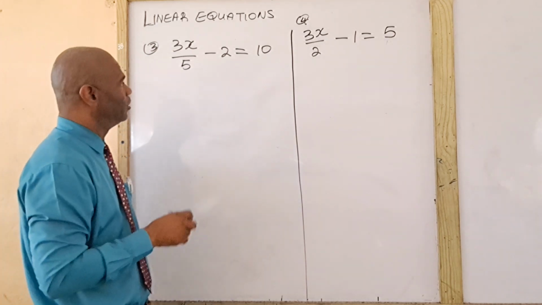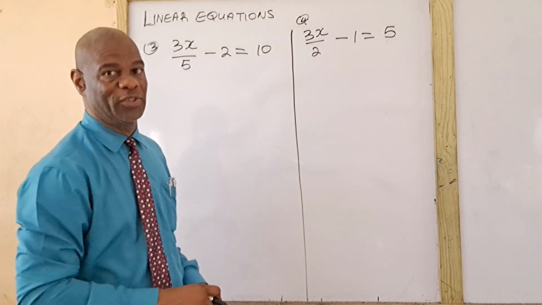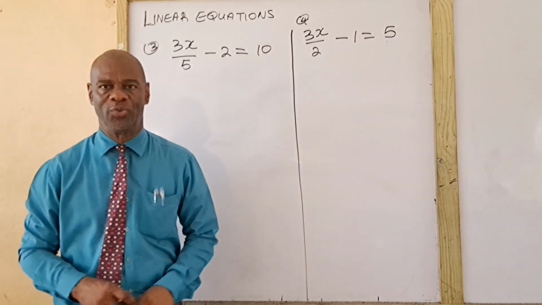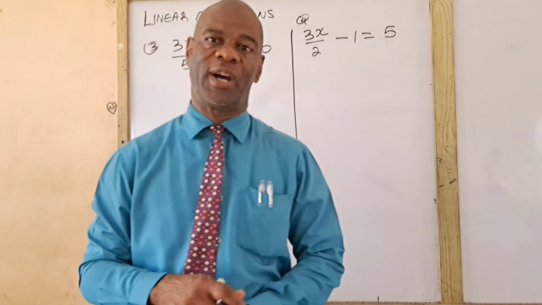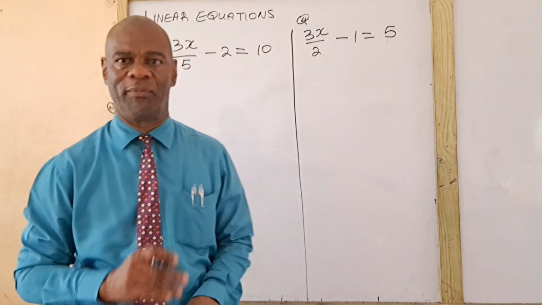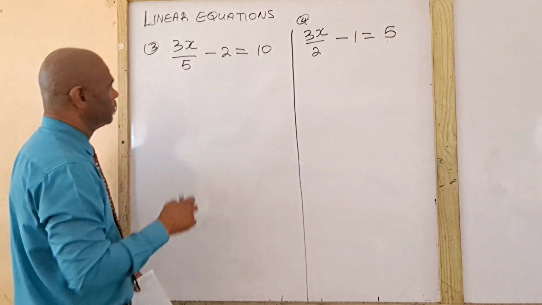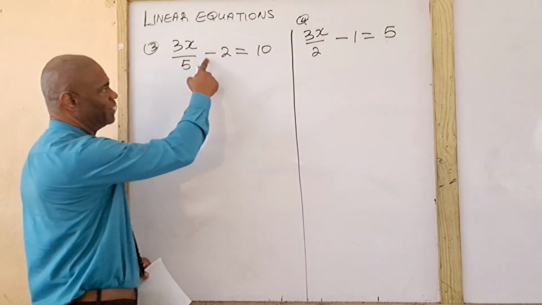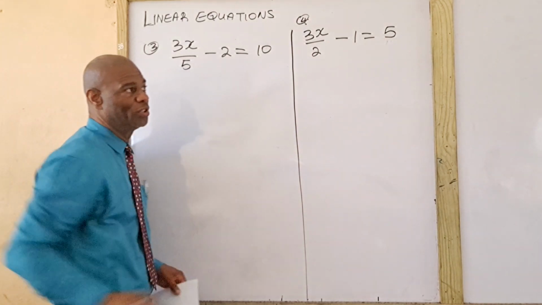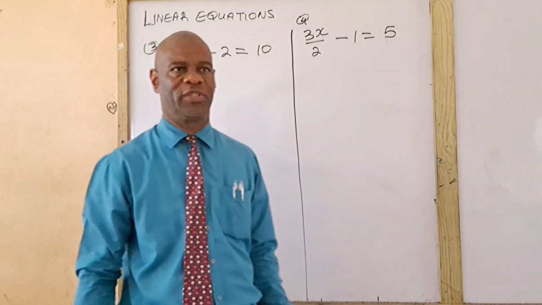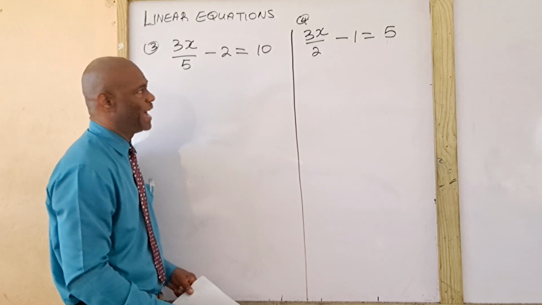Alright, so first thing we're going to do is to get rid of this 2. Remember we said we do our subtraction and our addition before we get to our multiplication and our division. So this is a minus 2. In order to undo it, we perform the opposite operation, which is to add, sorry.